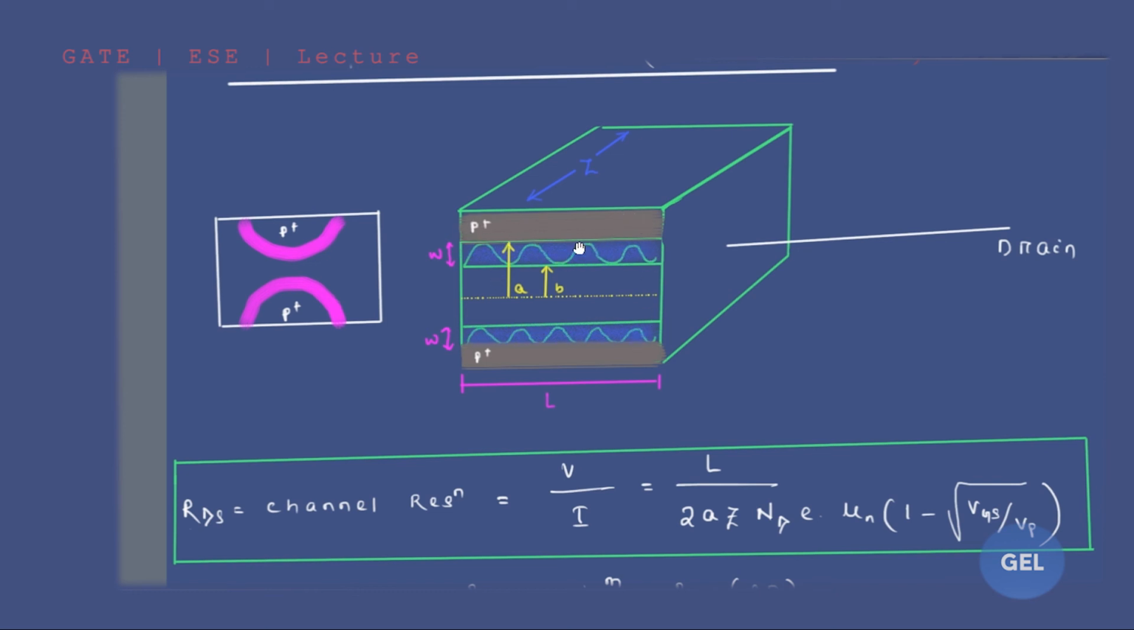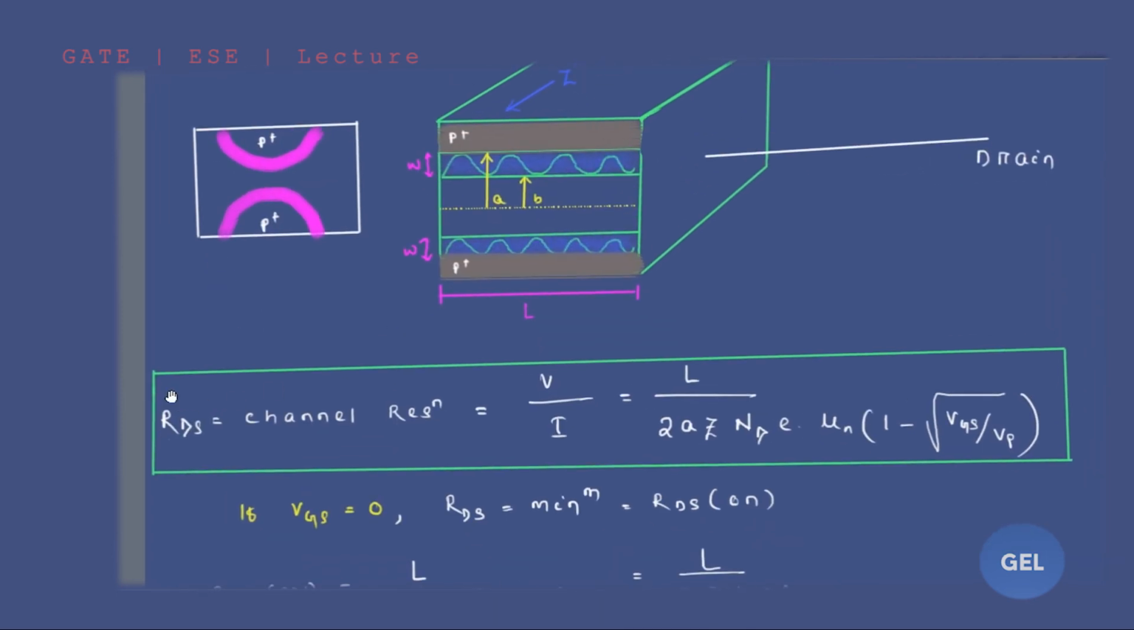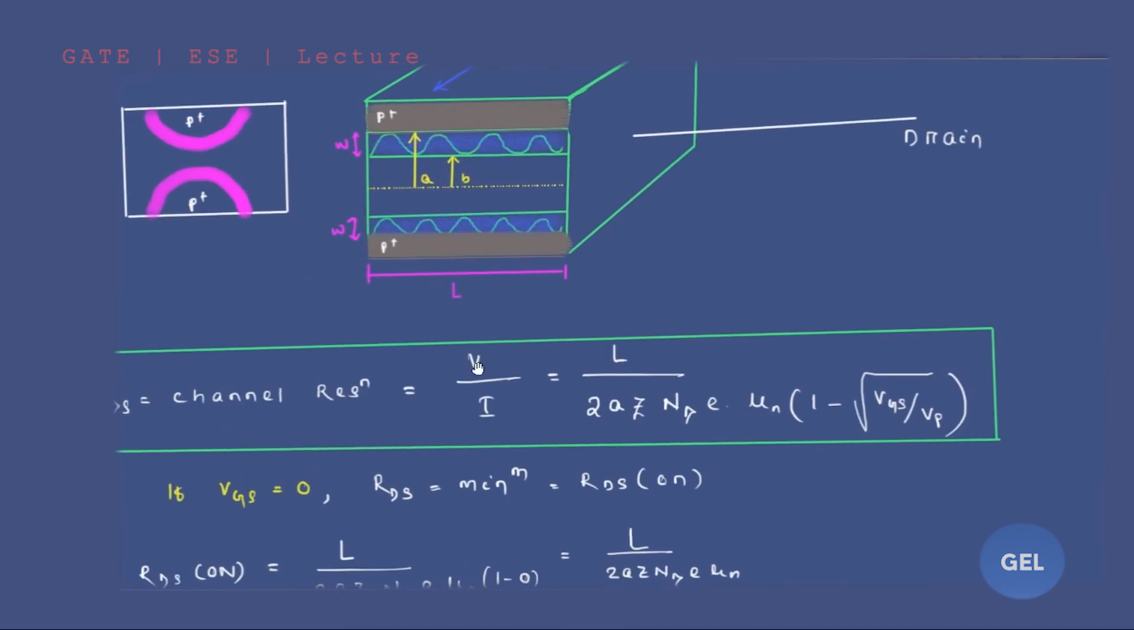This is P plus, depletion width, channel, depletion width and P plus. The length of this channel is L, the depletion width is W, and from the midpoint of the channel to the start of the P region the value is A, and this value is B, and this is your drain. This value is Z. Now channel resistance RDS is given as V by I. The derivation is not in your syllabus, but this is in your syllabus. Please remember this value: L by 2AZ into ND into E whole into mu N whole into 1 minus square root of VGS by VP.